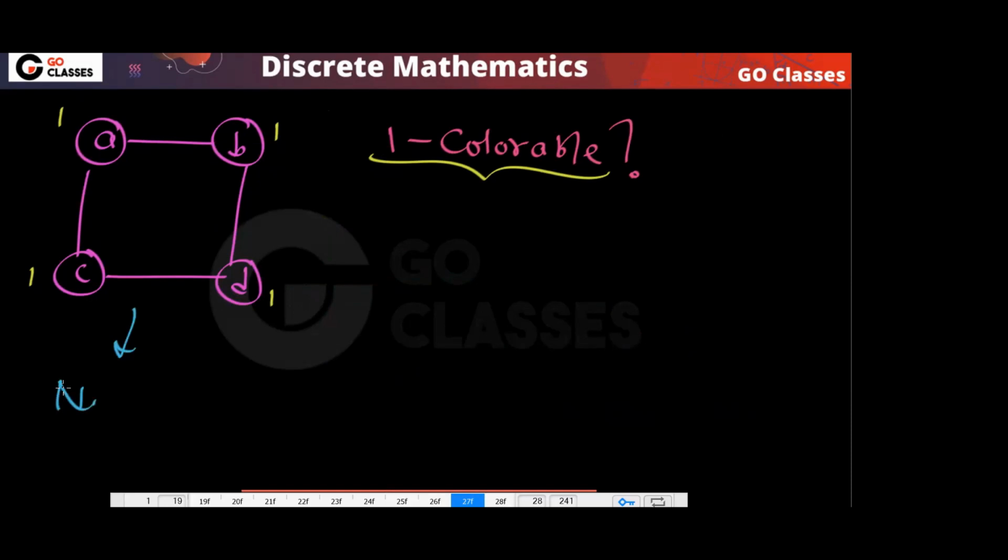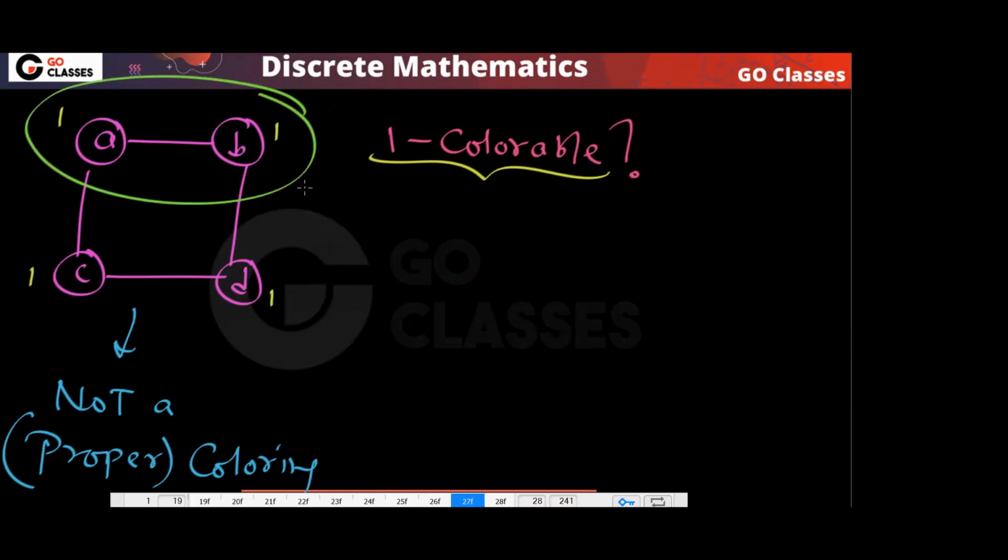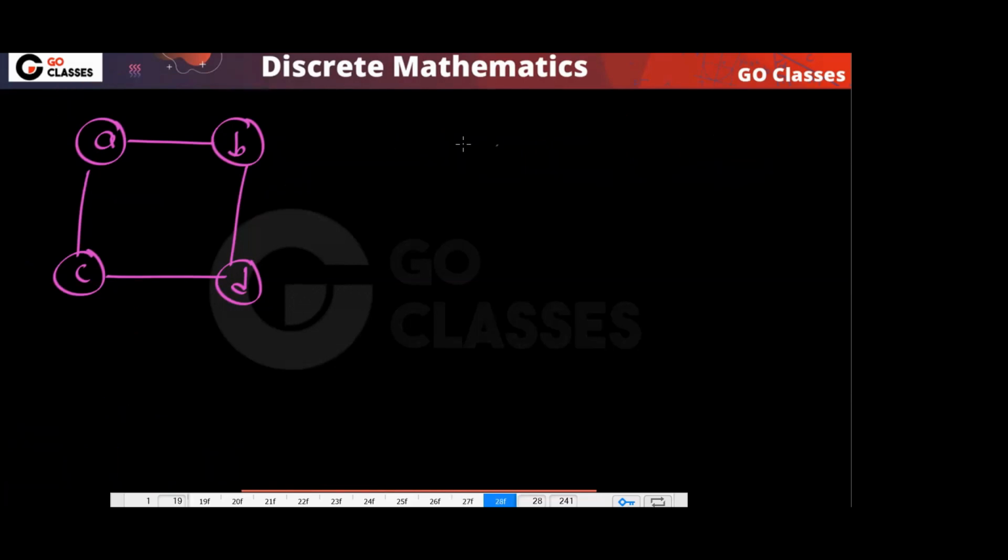So this is not a proper coloring, because you can notice these two adjacent vertices have the same color. So I can say the answer is no, this is not one colorable.